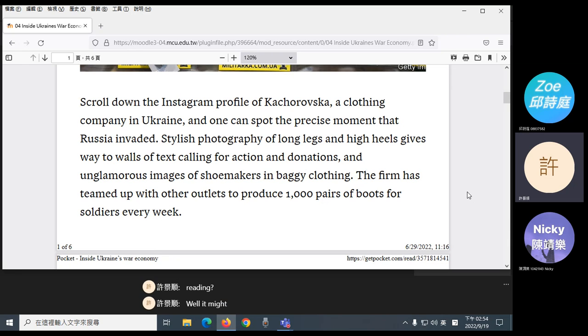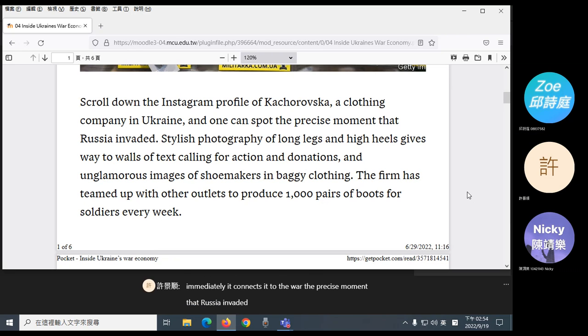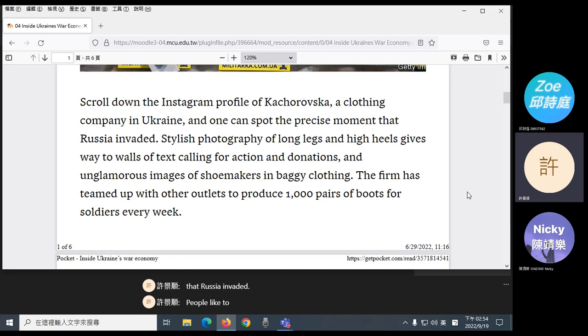Well, it might be interesting because it talks about a clothing company on Instagram, but immediately it connects it to the war, the precise moment that Russia invaded. People like to look at a spectacle, 热闹场面. And if you look at a company's Instagram and suddenly everything changes, that can be a kind of spectacle. So when readers read this first sentence, they might want to see, okay, how can I tell the precise moment?